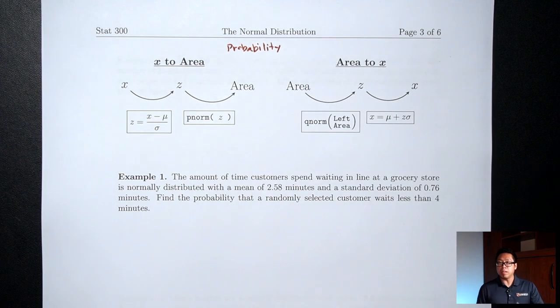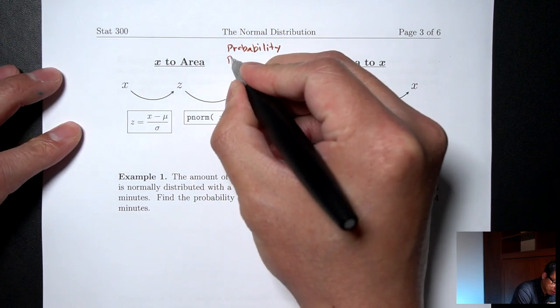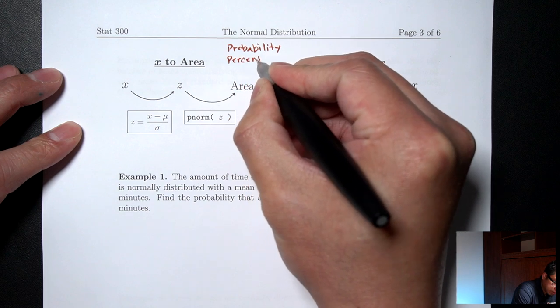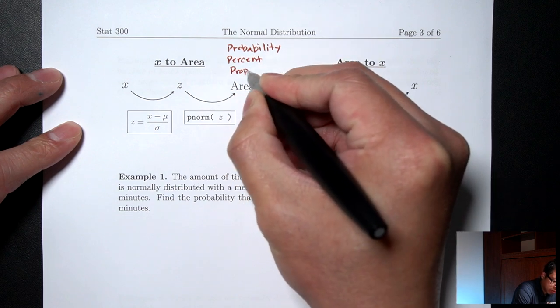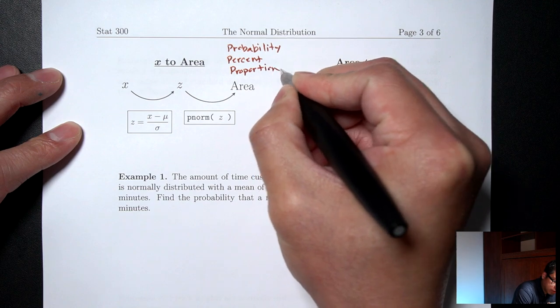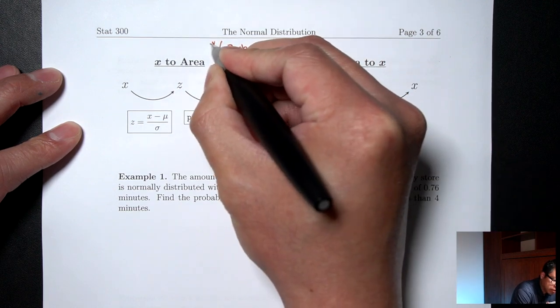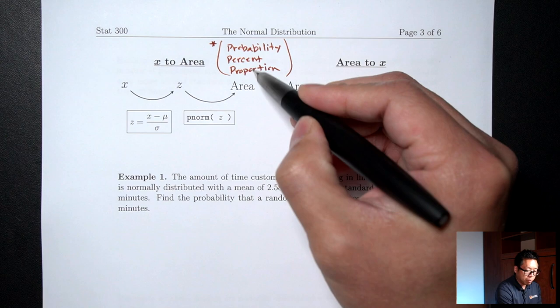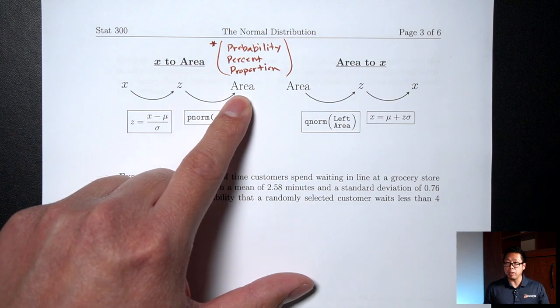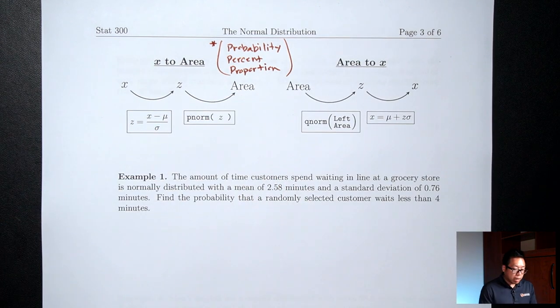Other words for probability that you'll encounter are going to be percent and proportion. So if you see any of these P words, probability, percent, proportion, you should think area. And the diagrams here are telling you what to do in each situation.